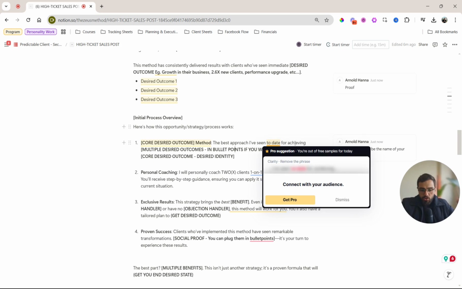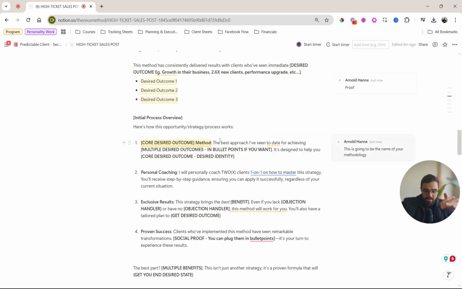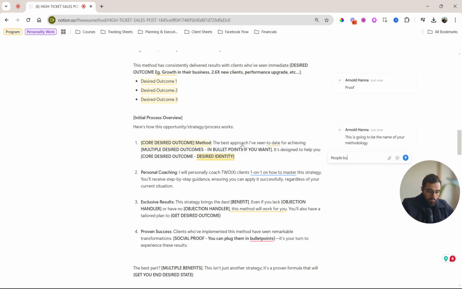This is the best approach to date for achieving multiple desired outcomes in bullet points. So this is the best method to date for generating two clients every single month, building an ecosystem that is always full of leads, and converting people without sales calls. It's designed to help you become a person, to become who it is designed to help you become. Why is that so important? People buy identities more than outcomes.